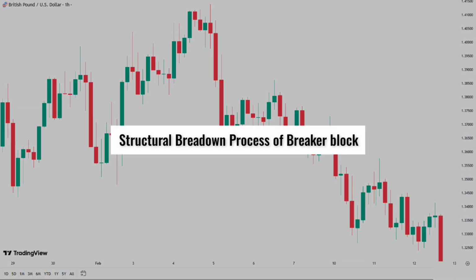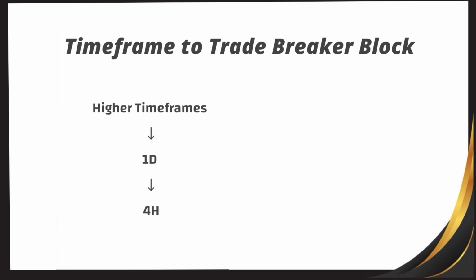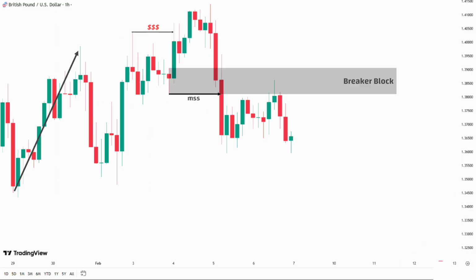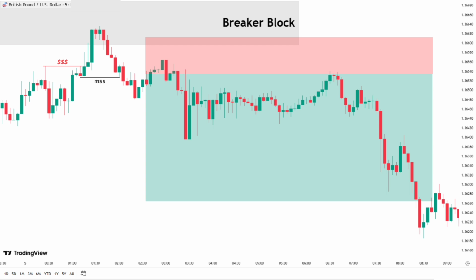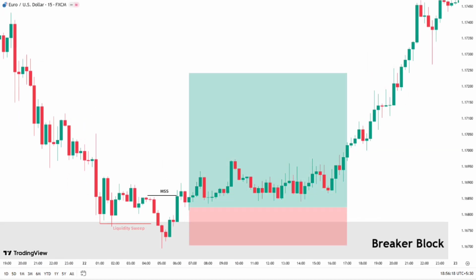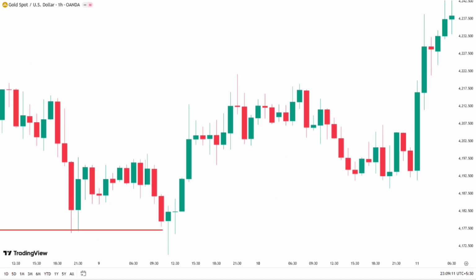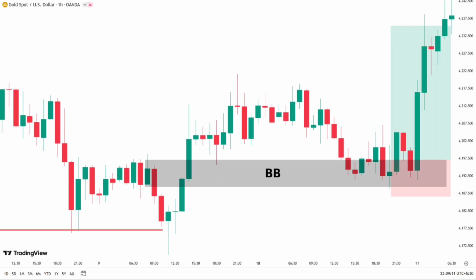Let's look at the structural breakdown process of a breaker block. Breaker blocks perform best when aligned with higher timeframe structure. Identify the primary directional bias on the daily or 4-hour chart. If the higher timeframe shows bullish structure, prioritize bullish breakers on the lower timeframe. If the higher timeframe is bearish, prioritize bearish breakers. Higher timeframe liquidity levels significantly increase probability. For example, if price sweeps a daily low and forms a bullish breaker on the 1-hour chart, the confluence strengthens the setup.